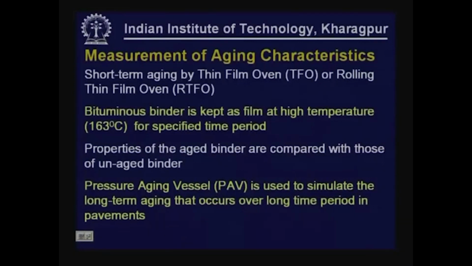The pressure aging vessel is equipment normally used to simulate the long term aging that occurs over a long period in pavements. Especially in the Indian context, it is still a costly equipment, although some agencies have it. In this case, the binder is kept at the maximum service temperature, or a temperature specified for a given project location. Obviously, the temperature is going to be different for different project locations, and the binder is subjected to pressure for a certain time period. After that, the properties of the binder are evaluated. This process is expected to simulate the long term aging that is going to happen to the binder when it is used in a pavement.